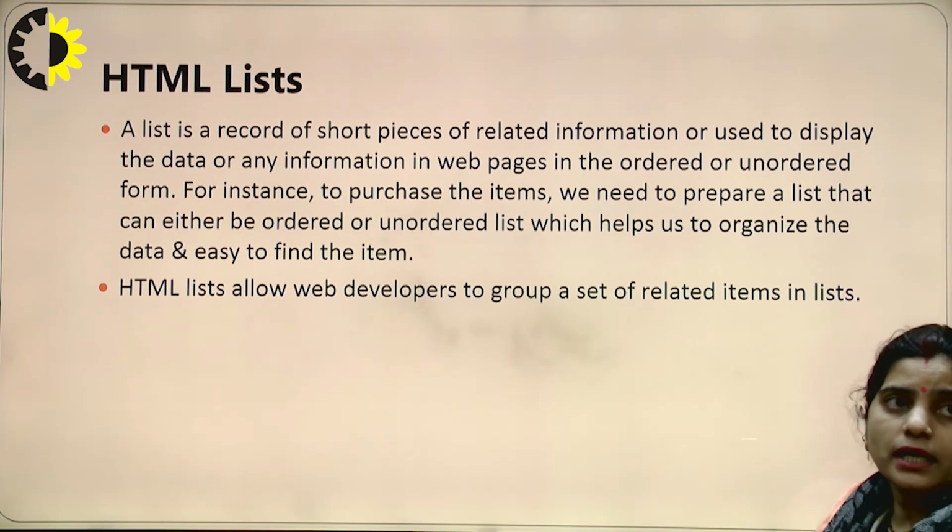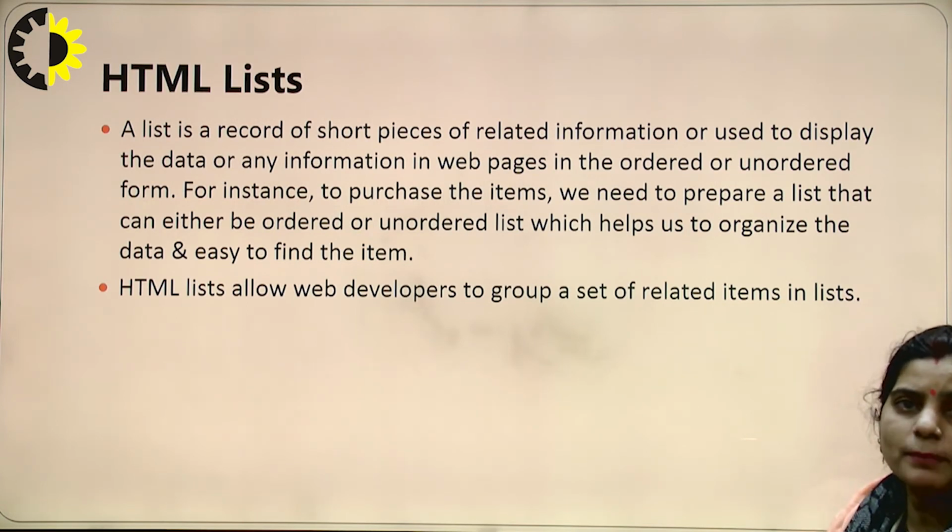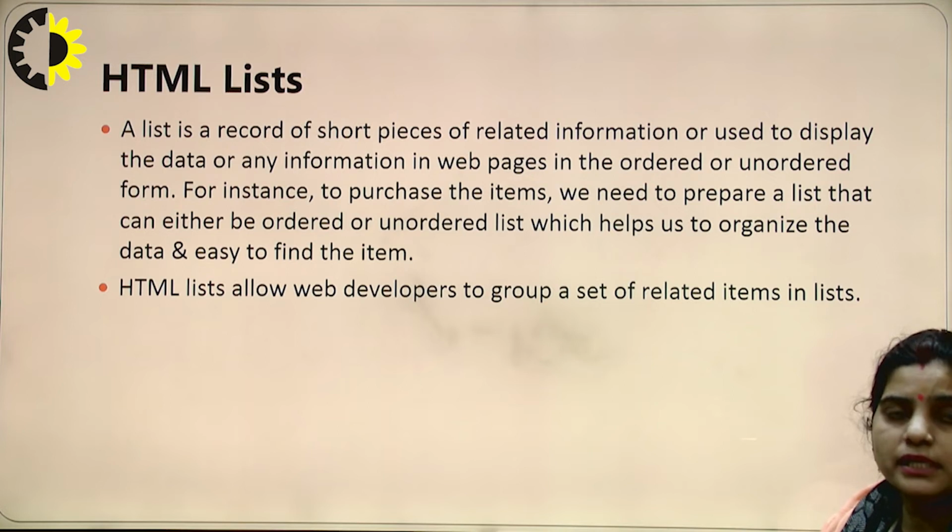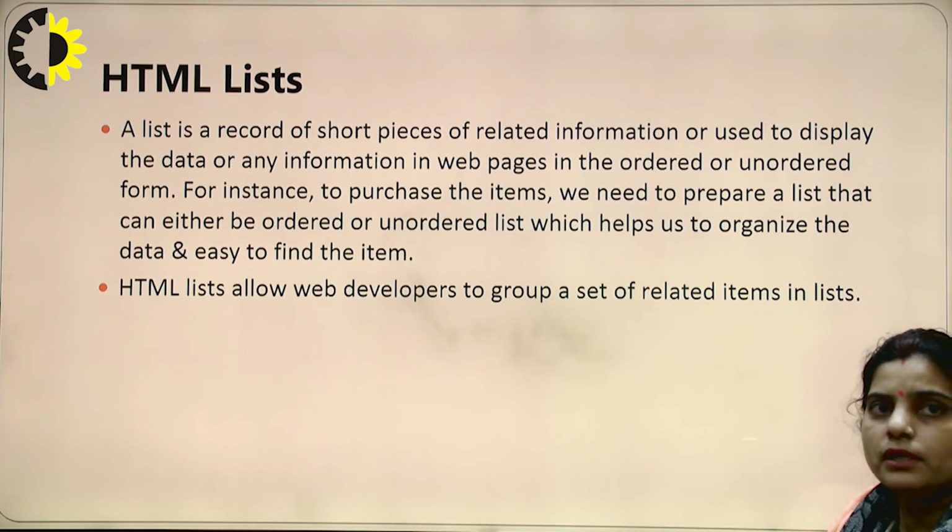Next one is HTML list. Basically, what do we mean by list? A list is a container of records of related information, which is used to display data inside web pages. It can be in ordered form, or it can be in an unordered form.